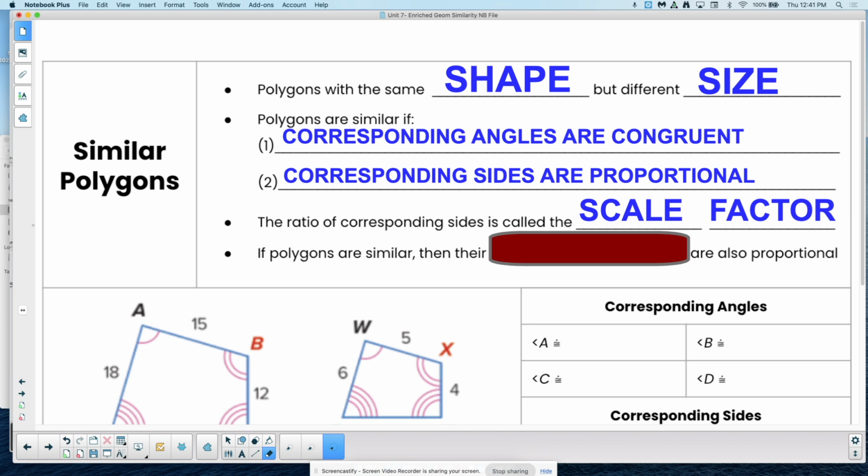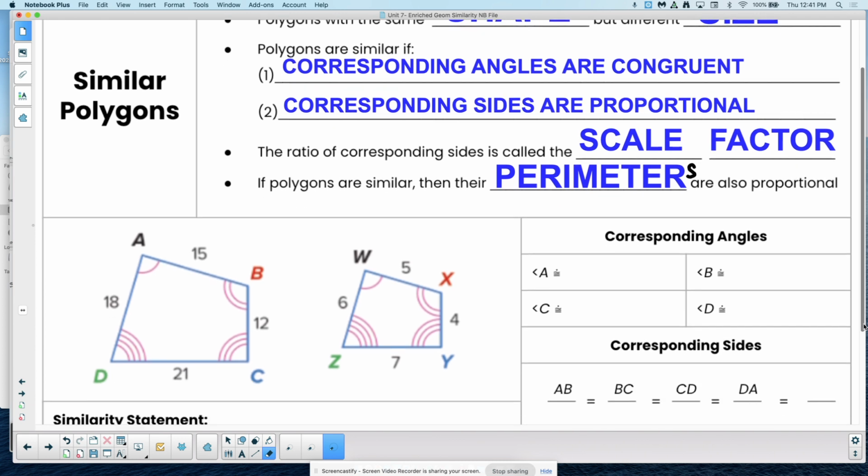So you're going to see that we're going to either multiply our sides by a number to make our shape bigger or smaller, and that number, that ratio, is called the scale factor. And then we'll talk more about this tomorrow, but if polygons are similar, then their perimeters are proportional.